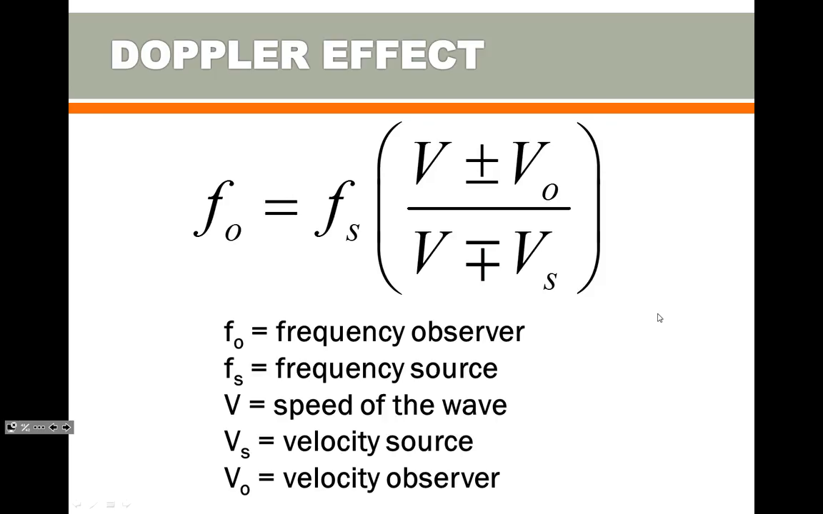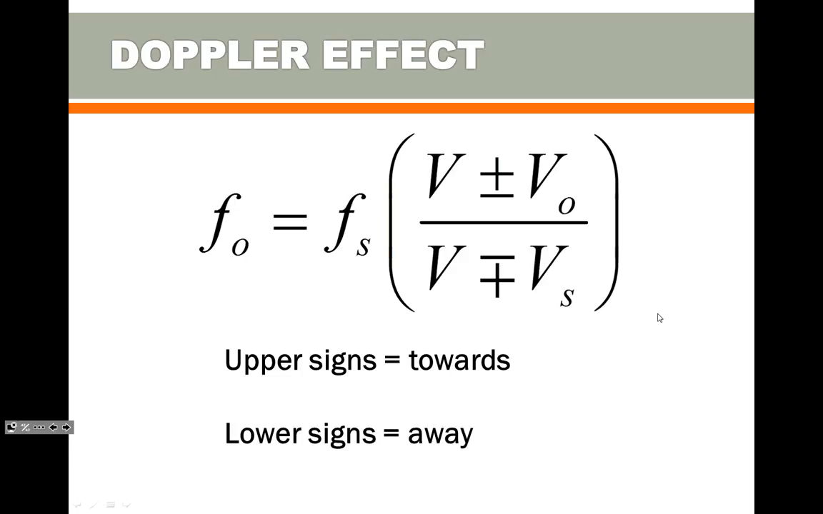Now, when do we use plus and when do we use minus? That's the other catch, probably the biggest catch. What we're going to do is combine these signs. We're either using the upper signs, the plus here and the minus here, or the lower, the minus here and the plus here. And here they are. We use upper signs when the general direction is they're towards each other, and you use the lower signs when they are away from each other.